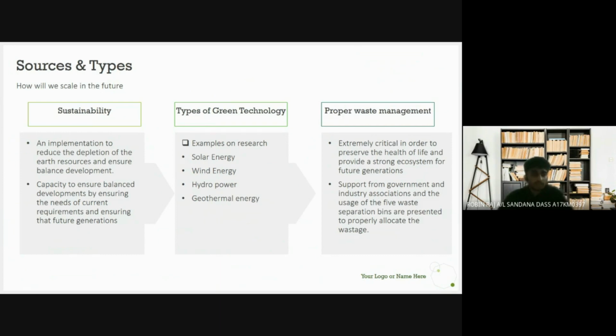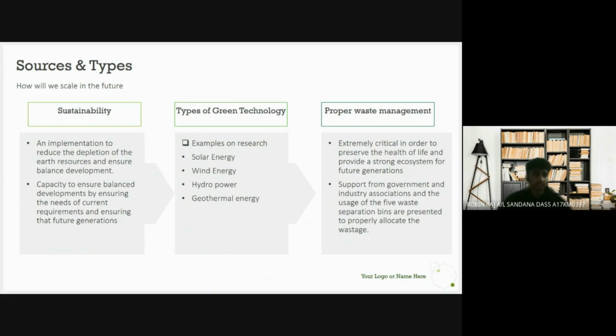The first will be sustainability. First of all, I'm going to explain that green technology is mainly related to sustainability, with an implementation to reduce the depletion of the earth's resources. Sustainability is the capacity to ensure balanced development by meeting the needs of current requirements and ensuring the future generation will fulfill themselves without losing their strength and ability.